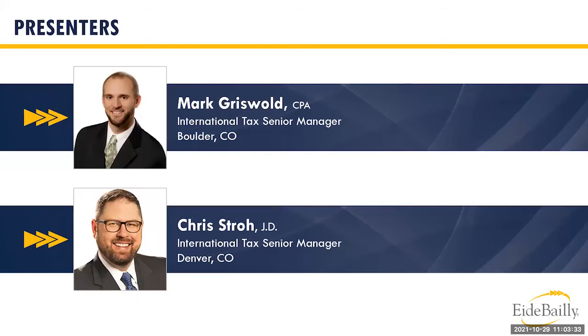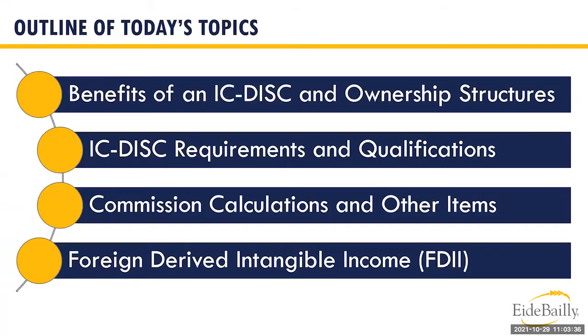And our topic today that we want to talk about is tax export incentives, primarily related to what's called the IC-DISC and Foreign Derived Intangible Income, or FDII. So I'll start with talking about the IC-DISC. We'll go over the benefits of that and some ownership structures. We'll talk about the requirements and go into some detail on commission calculations. And then Chris will come in with the FDII topic.